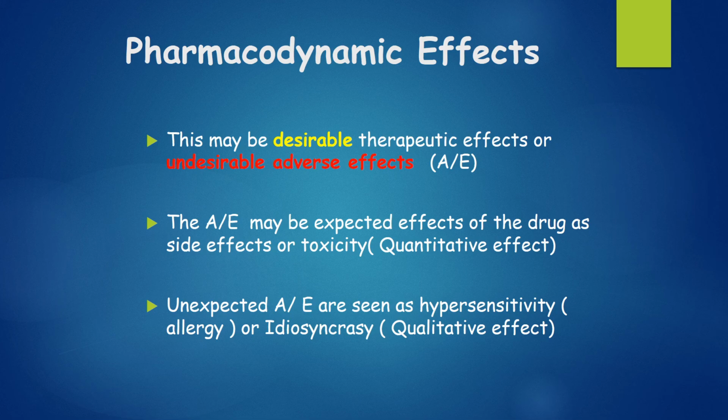There are two types of adverse effects. One is expected: when a drug is given to a patient, we will know that the drug will cause some adverse effects, known as side effects or toxicity. But sometimes we may not be aware of the adverse effects. This may be due to hypersensitivity or idiosyncrasy. All these details we will be discussing in further classes.